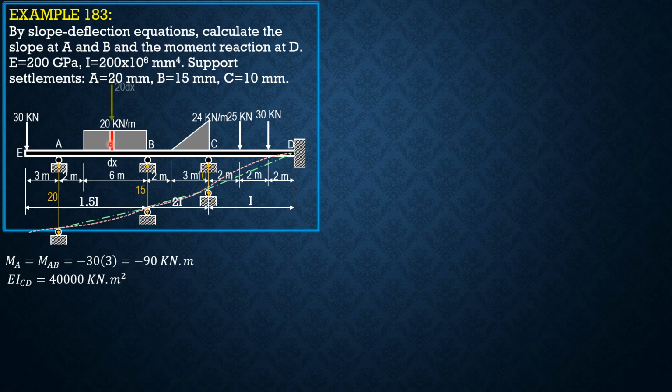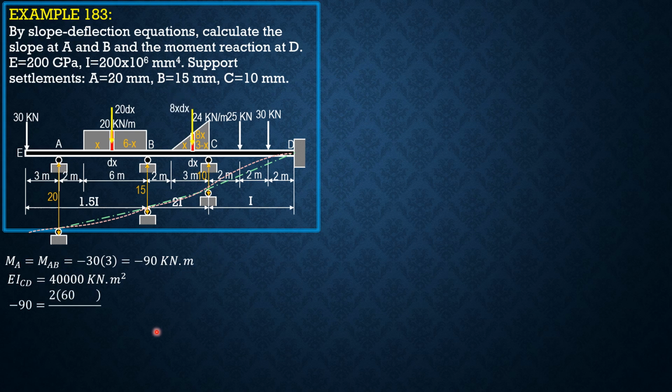This is 20 dx, the differential force. Call this x. So therefore this distance is 6 minus x. Then for this triangular loading, the intensity of load, let's call that x. So this is 3 minus x. So intensity of load over x equals 24 over 3. Therefore the intensity of this loading is 8x, and the differential force is 8x dx, where 8 is 24 over 3.